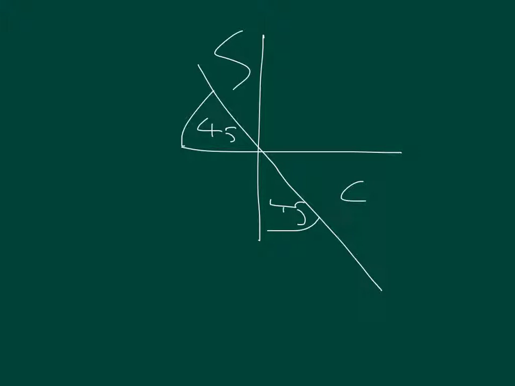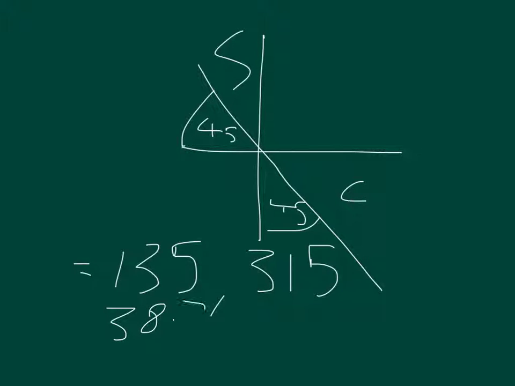So it will be 90 plus 45 is 135. And 360 minus 45, which is 315. So overall you get 135, 315, 38.7 and 219. Because they're all in the interval that was first given.